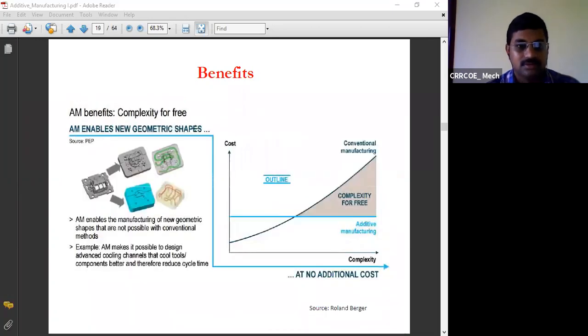See, AM benefits. It enables new geometrical shapes. AM enables the manufacturing of new geometric shapes which are not possible with conventional methods, which is the same thing we discussed previously. Here are the additional advantages. AM makes it possible to design advanced cooling channels that cool tools and components better and therefore reduce cycle time.